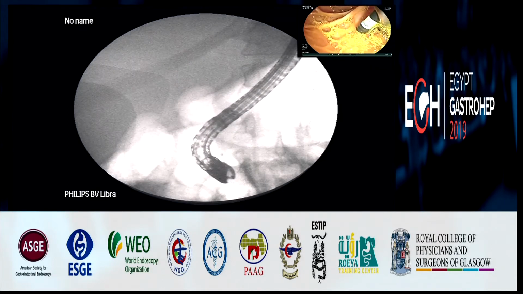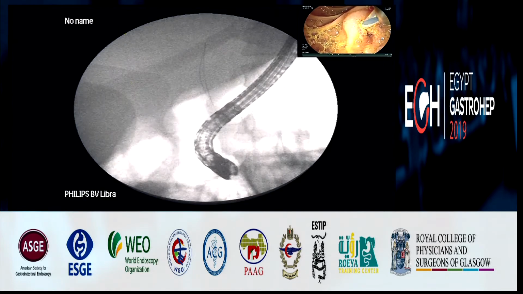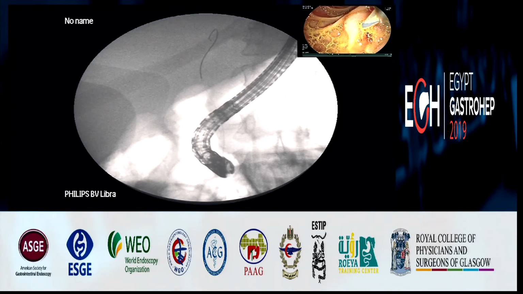When a sphincterotomy has been done, usually you will go to the upper part beneath the fold to find the orifice. And now we can push the guide wire. Okay, so we see the fluoro. We're in the bile duct.